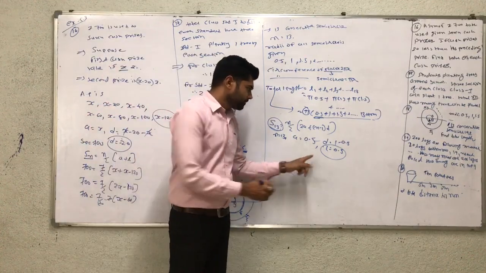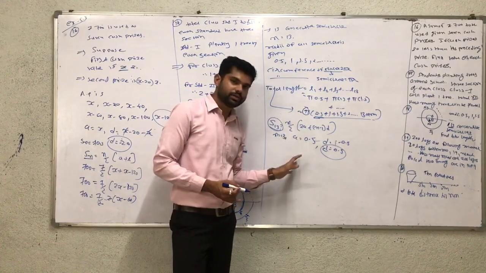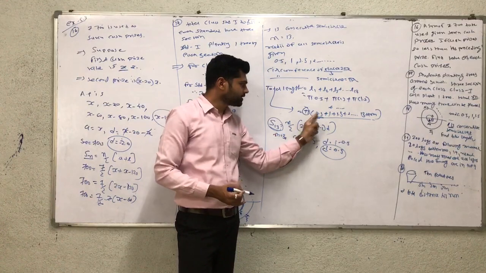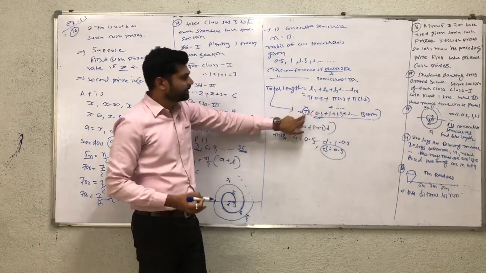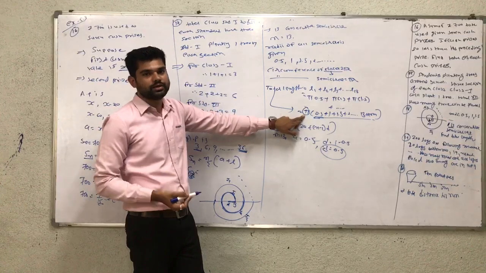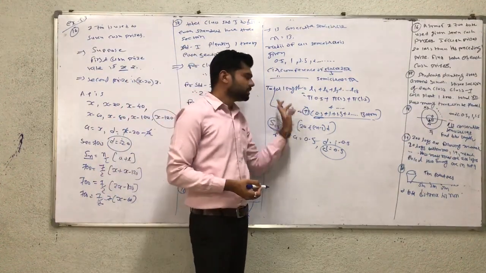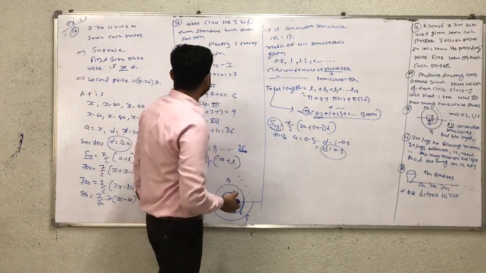So once again, a, d and all the values are given, put them in this equation and find S13. S13 is the sum of these 13 terms. Multiply this answer by pi. Pi means 22 by 7. Take pi equal to 22 by 7 here and find the total length of the semicircles. Now the next question.